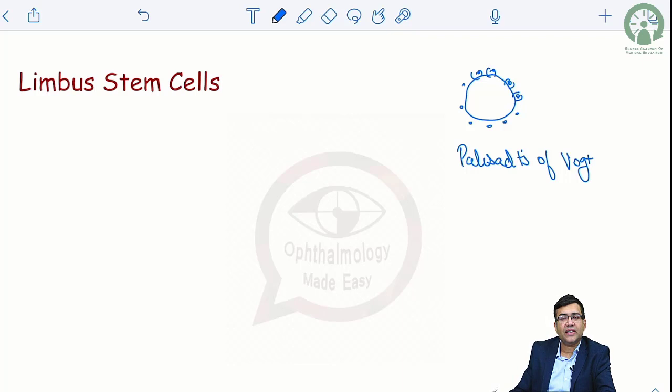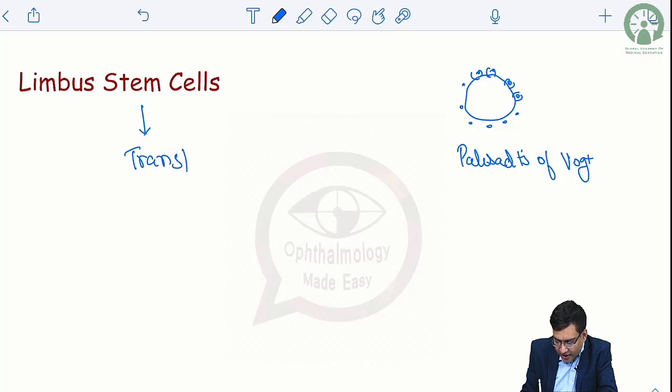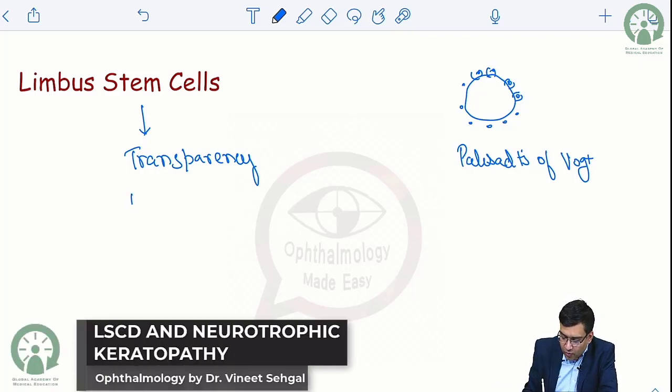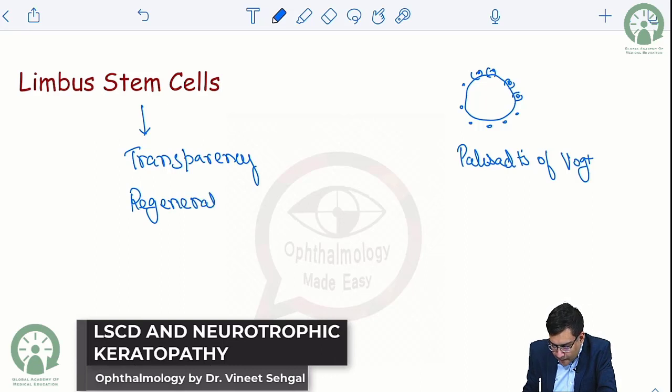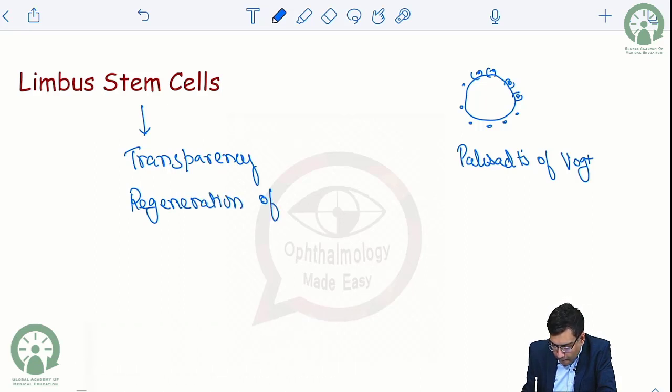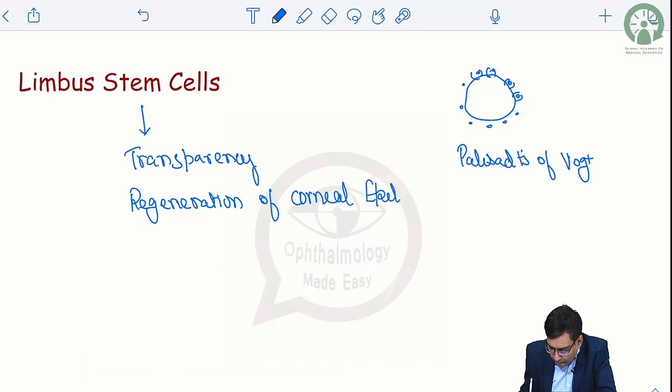A very important role of these limbus stem cells is that they basically maintain the transparency of the cornea. And how do they maintain the transparency of the cornea? Because they are responsible for the regeneration of corneal epithelium. Now these are very important points regarding the limbus stem cells.